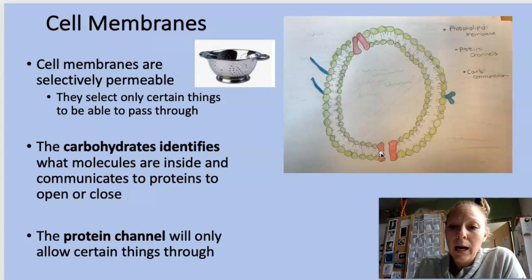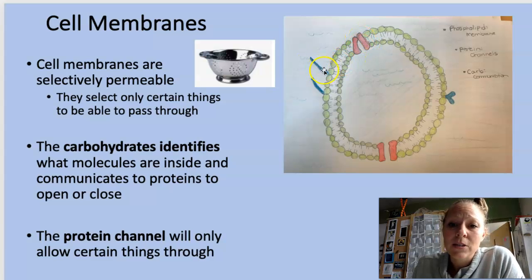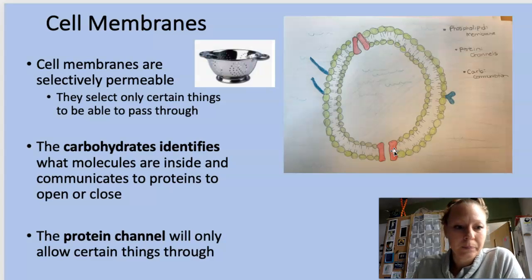And so here, this protein channel is going to allow molecules to pass through freely. Well, this one, you can see, has a different shape and it's closed. And so this carbohydrate is going to indicate whether or not this one should open or close, or whether this one should stay open or should allow more molecules through. And so we say that carbohydrates are used for communication. They tell the cell what's going on on the outside of the cell so that it can regulate what's going on on the inside of the cell. And those protein channels allow things to pass in and out.